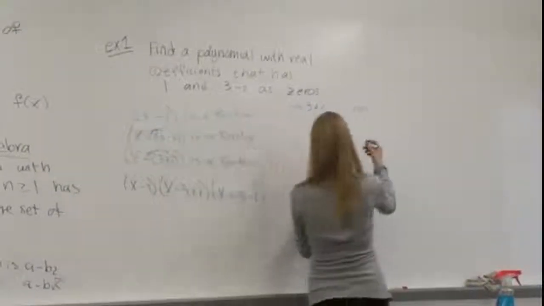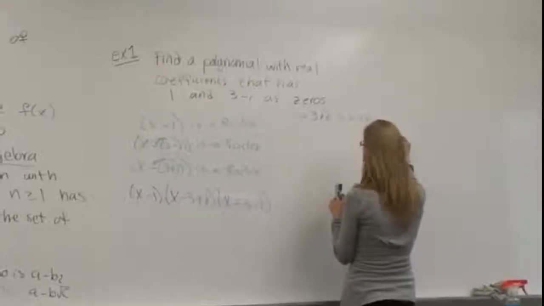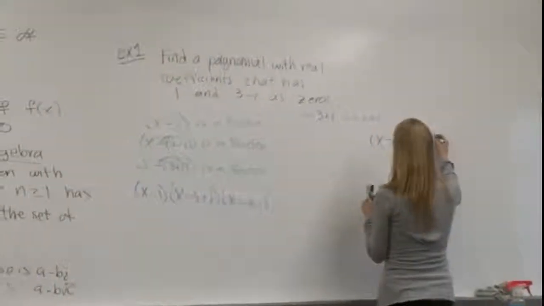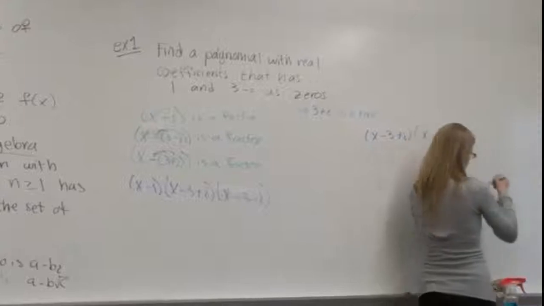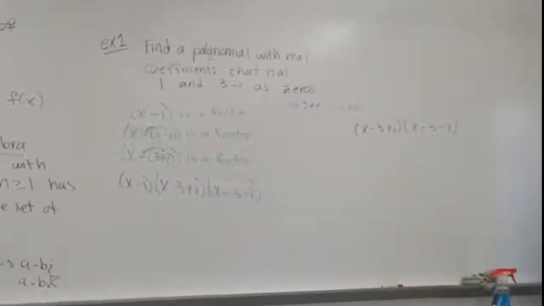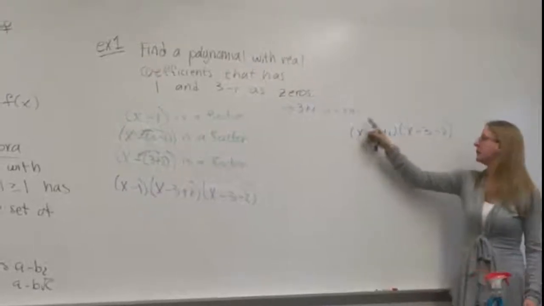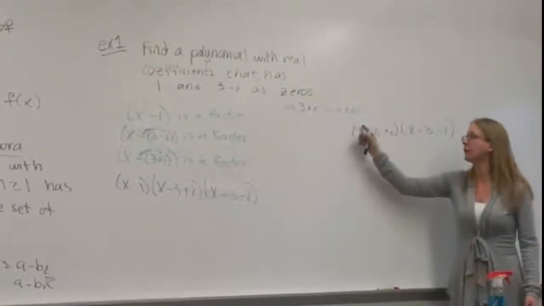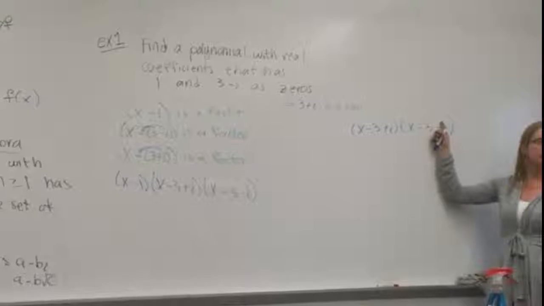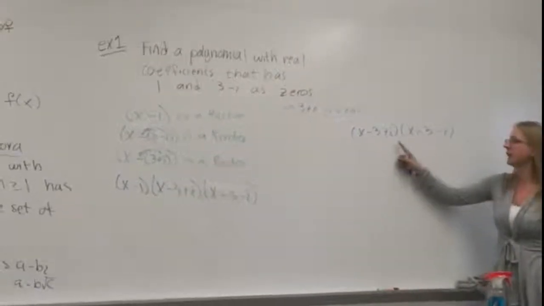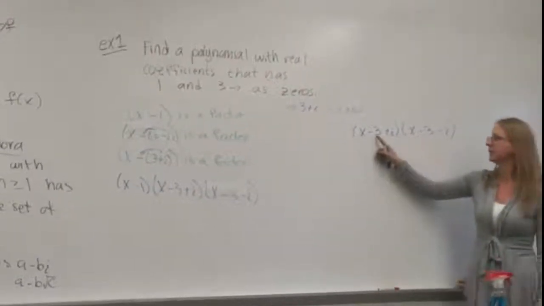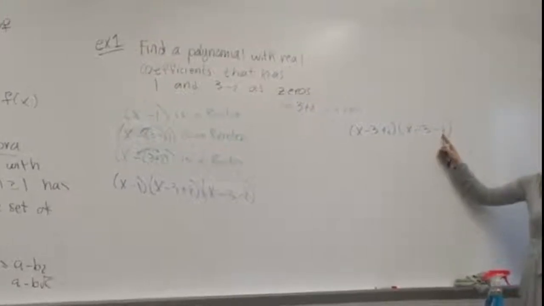And I'm going to have a little work on the side here, some scratch work. That's an x minus 3 plus i times an x minus 3 minus i, right? I got to multiply that together. So I would do x times x, which would give you what? x squared. Excellent. And then I would do x times negative 3. And then I would do x times negative i. Then I would do negative 3 times x, negative 3 times negative 3, and negative 3 times negative i.